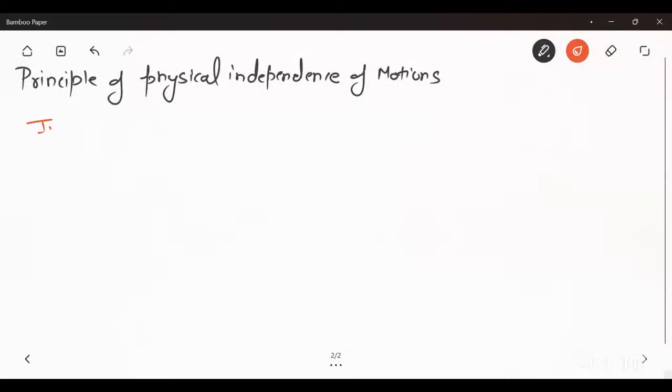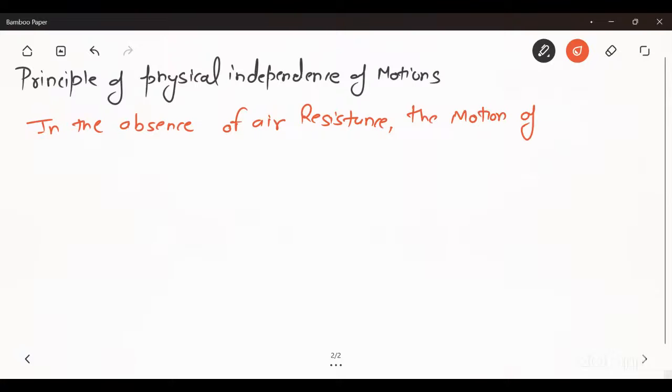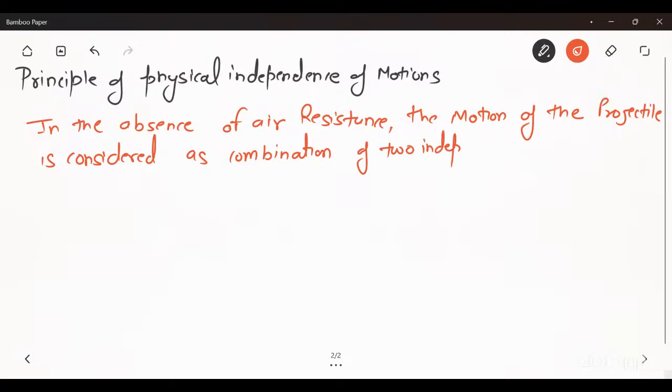In the absence of air resistance, the motion of the projectile is considered as a combination of two independent motions.